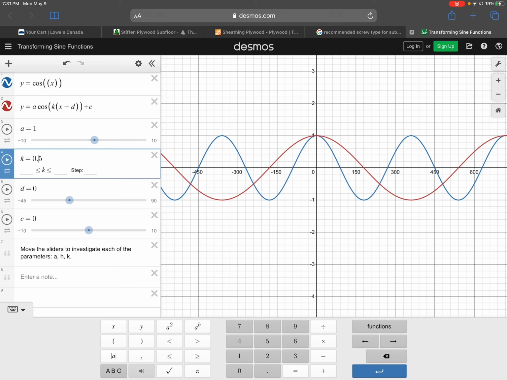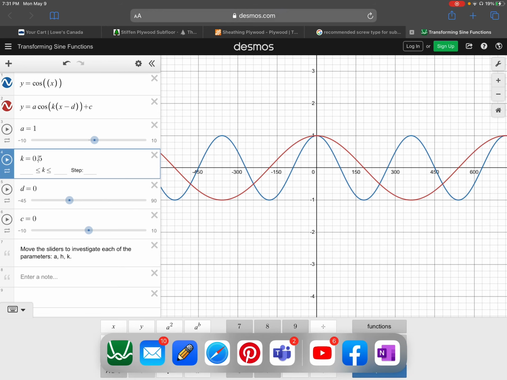It actually tells us the number of cycles within 360, and it lets us know how the period is going to change.